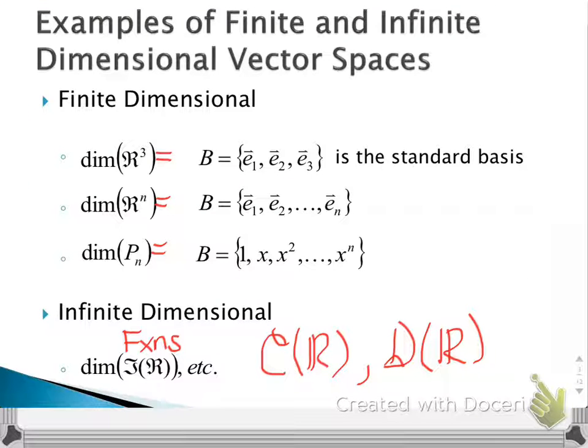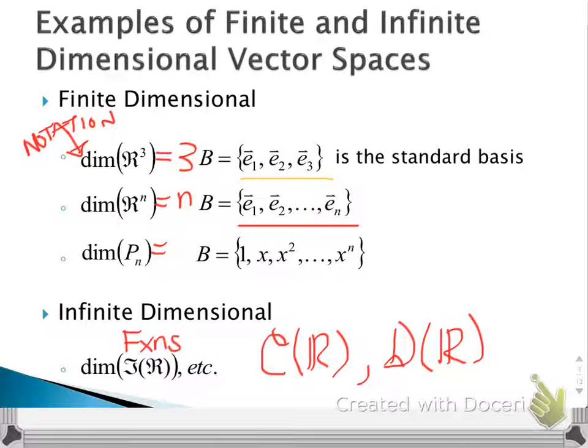Okay. And so just some examples of finite and infinite dimensional vector spaces. We have the dimension of R3, right? And so we know the basis for that, here's the standard basis. And so for R3, the dimension is 3, okay? And I'm sorry, this is the notation for dimension. I think I mentioned it later in the video, but that's the notation for dimension. So for Rn, the dimension is n, and that's the standard basis for Rn.